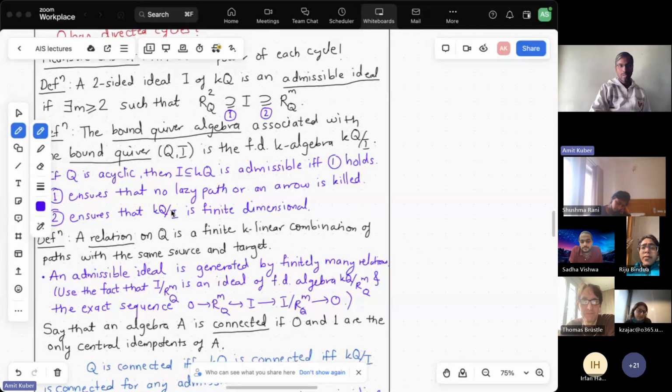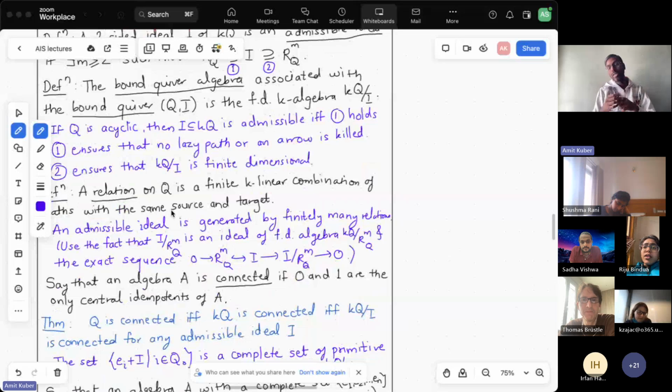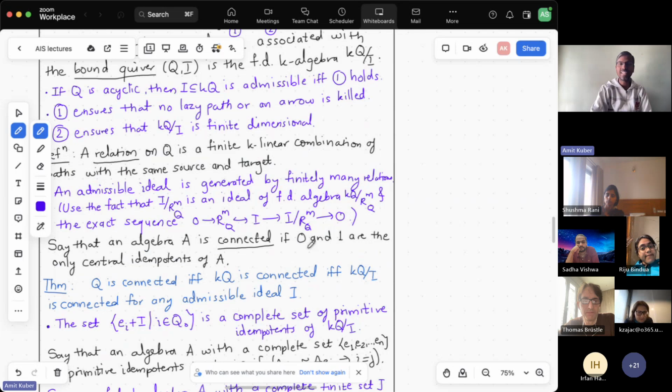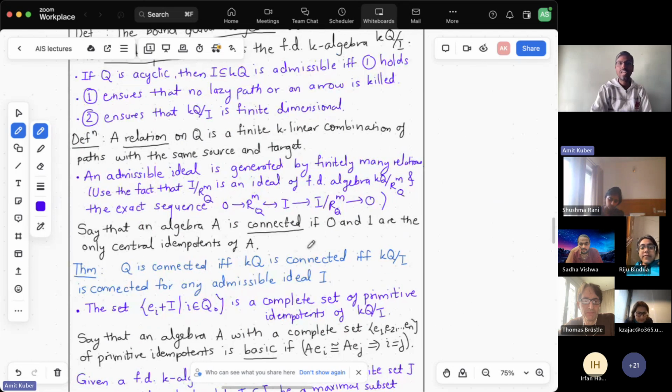Okay, so now just remember that we haven't yet answered what to do with the matrix ring. Dipendu answered that question in the beginning, that it's Morita equivalent to something else, but we have to see that slowly. There are two important things which are independent. Say that an algebra is connected if 0 and 1 are the only central idempotents.